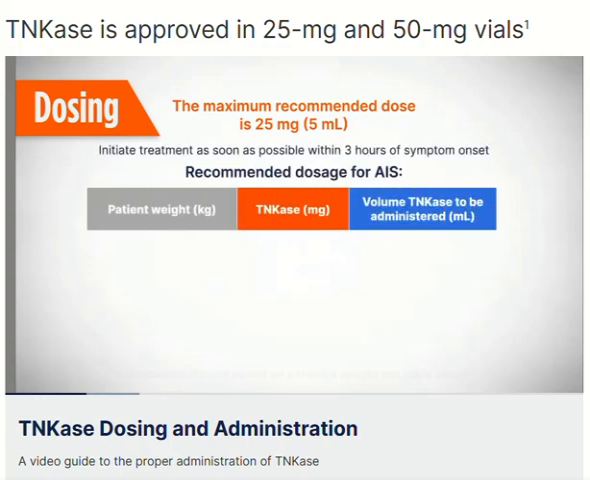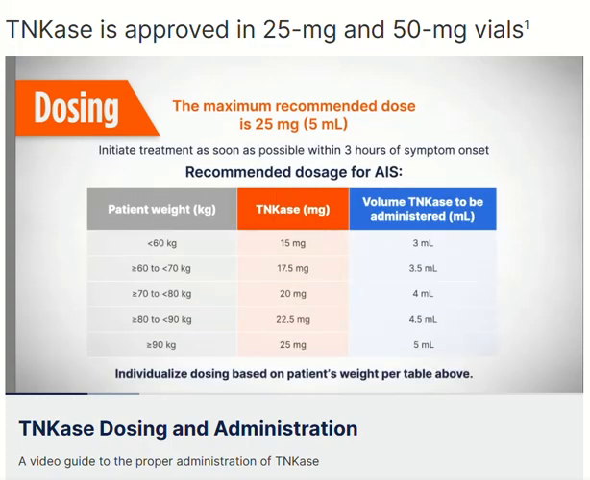TNKase uses weight-based tiered dosing. Use this table to determine the appropriate dose for your patient. TNKase is for intravenous administration only. The maximum recommended dose is 25 mg or 5 milliliters. Initiate treatment as soon as possible within 3 hours of stroke symptom onset. Individualize dosing based on your patient's weight per the table shown here.